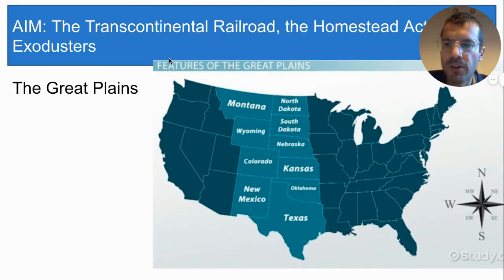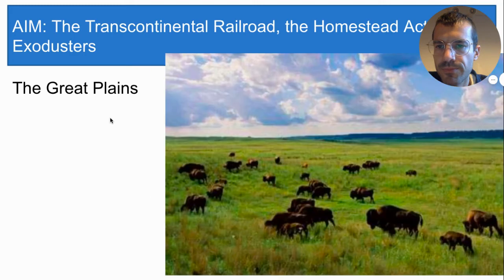Another geographic feature I want you to know about today is called the Great Plains. The Great Plains is a large area of flat, grassy land that covers all these states shown in the map. Take a second and identify some states located in the Great Plains.